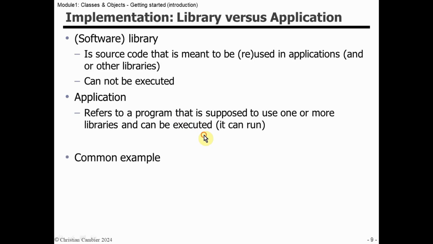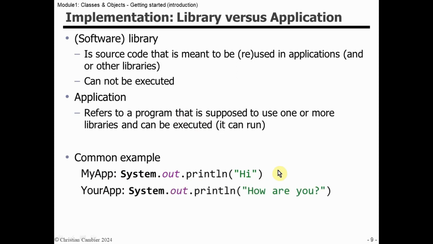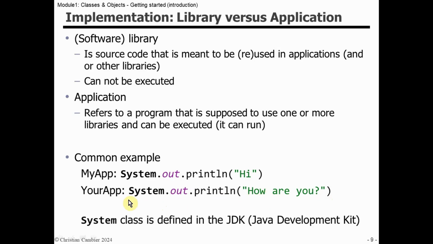Now, this concept about application using a library is very common. A common example would be, suppose my app uses System.out.println("hi"), but somebody else would use System.out.println("how are you"). So it's using this System class in a different way, printing out a different message, but it is using the same System class that is defined in the JDK, the Java Development Kit, which is installed on your platform. But we're using the same libraries.